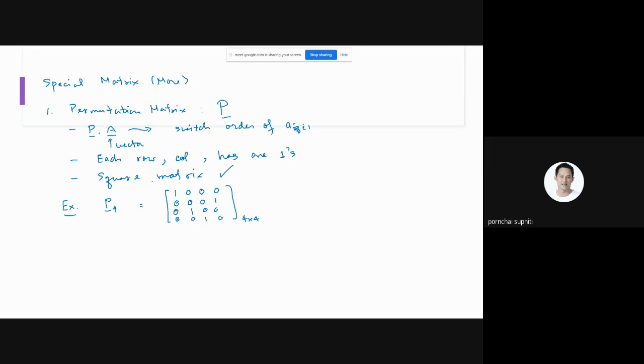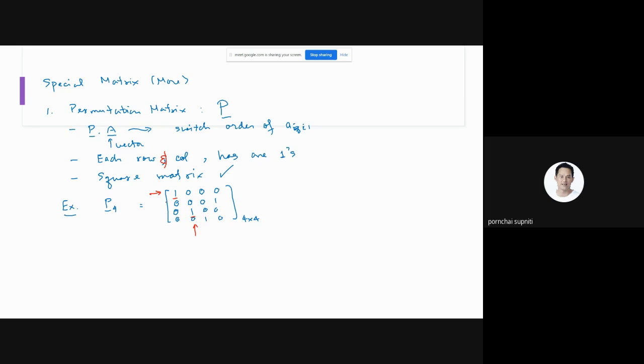And then for each row and each column, let me change to red color. Each row and each column, there exists only one number 1, just one time. Exists only one.